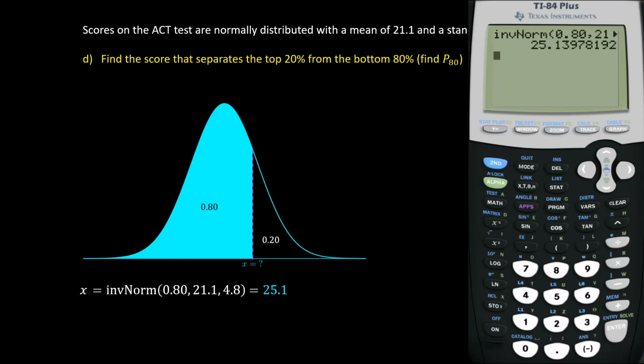Now, if your professor wants you to find the z-score first, you'll use inverse norm and type 0.80 as we did before, then the mean of 0 and a standard deviation of 1. So we get a z-score of 0.842, and then you substitute the z-score value into the formula x equals mu plus sigma times z, along with the mean and the standard deviation, and you should get the same answer as we did before.